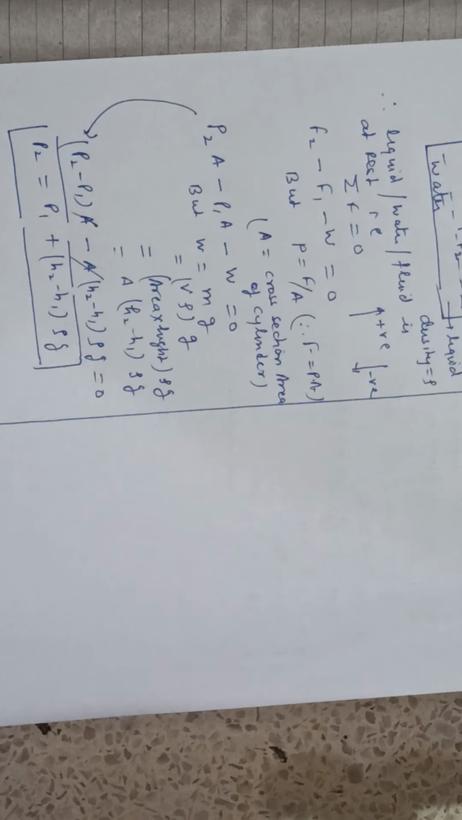So we can say from this equation that the pressure depends on the height of the liquid column, that is equal to h2 minus h1.